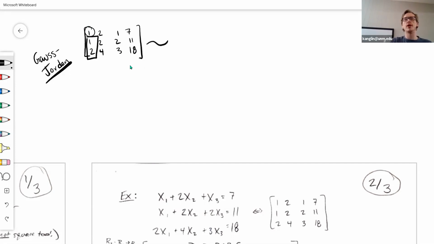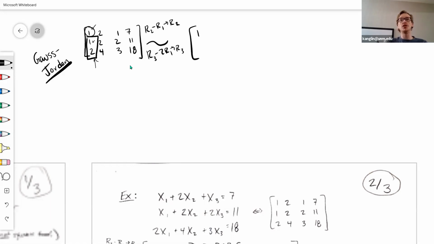So I'll do that with row operations. I'll take row 2 minus row 1 and put that back into row 2, right? Because 1 minus 1 is 0. That'll work. And to get rid of the 2 down here, I'm going to take row 3 minus 2 copies of row 1 and put it back into row 3.